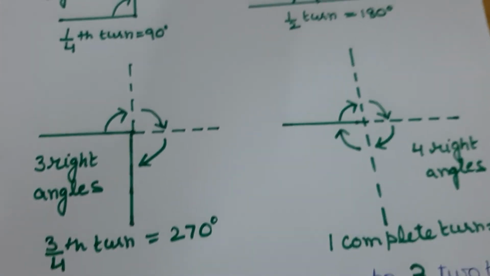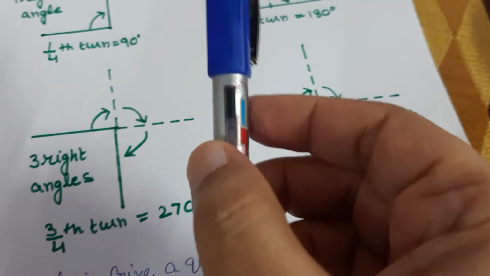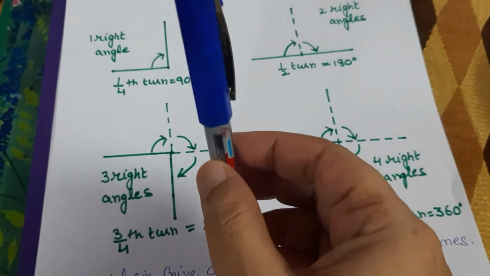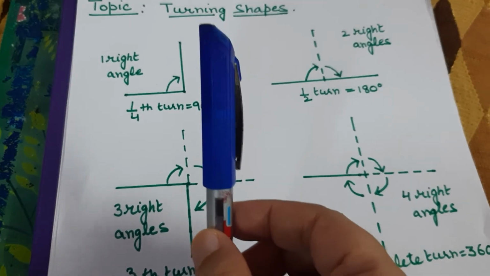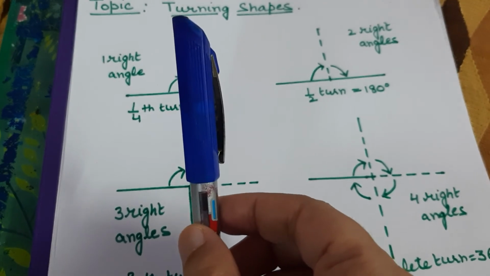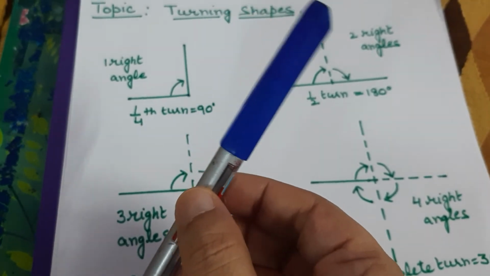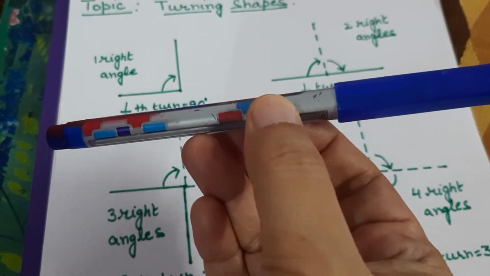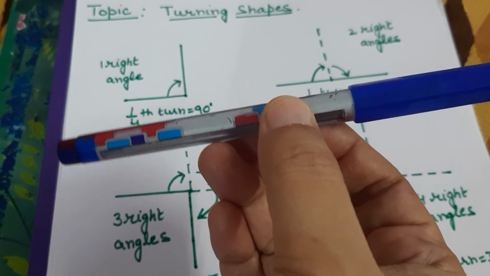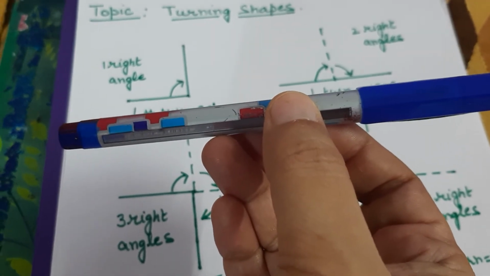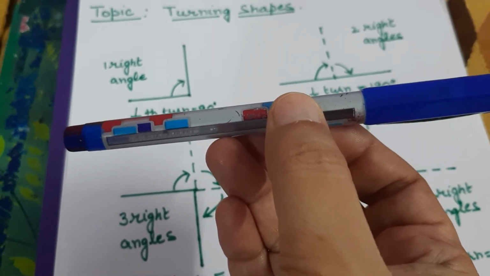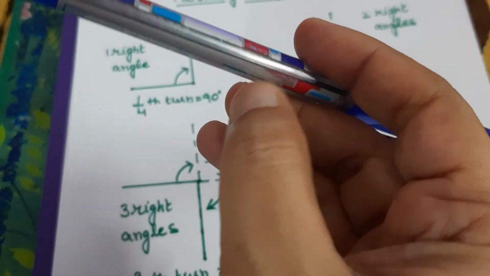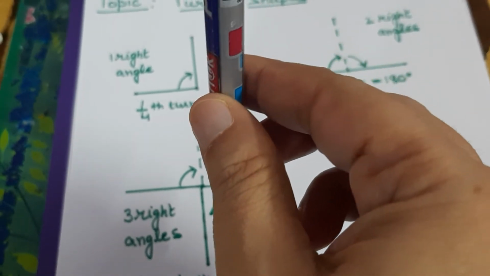So one more example I want to show, like this is a pen. Okay, so if I give it 1/4 turn, it will move like this. Okay, this is 1/4 turn, 90 degree angle. Okay, so if I give one more 1/4 turn, means 1/4 plus 1/4, that is half. Okay, so it will be like this.